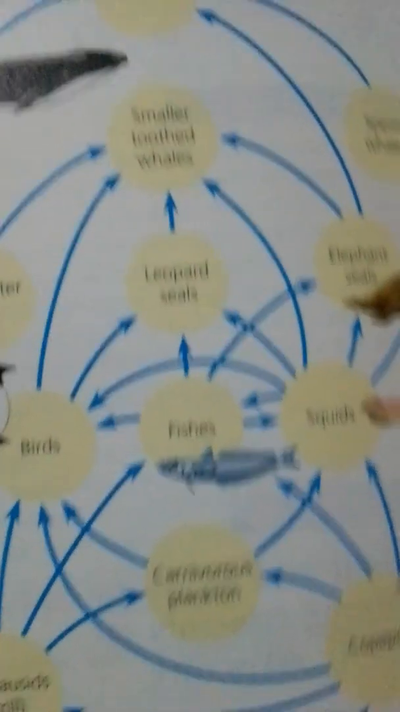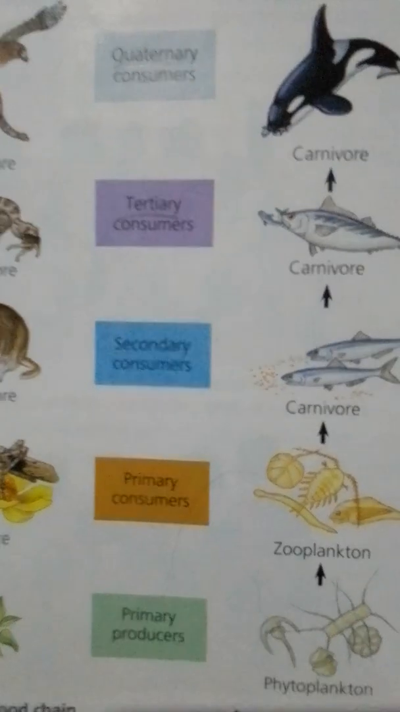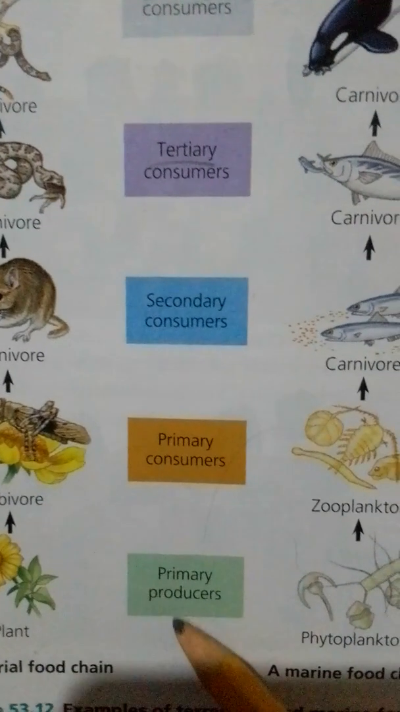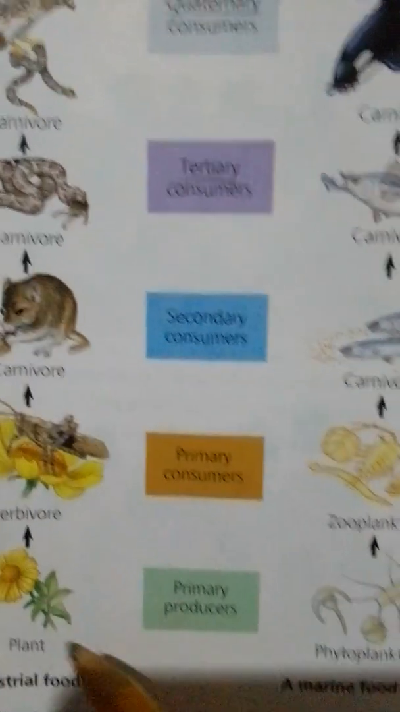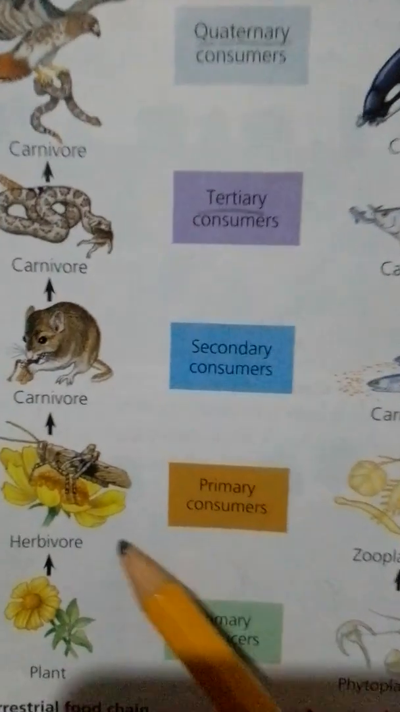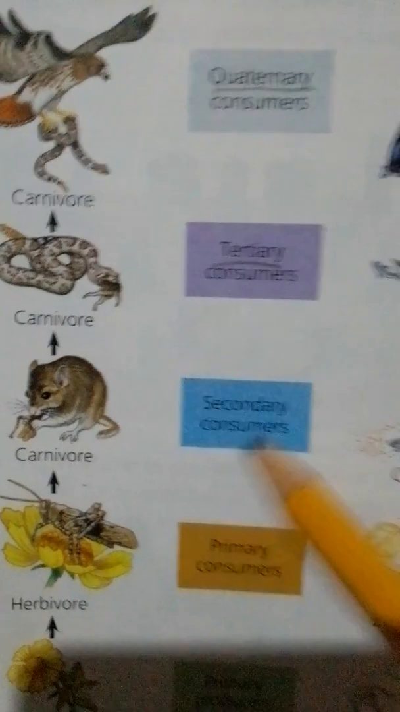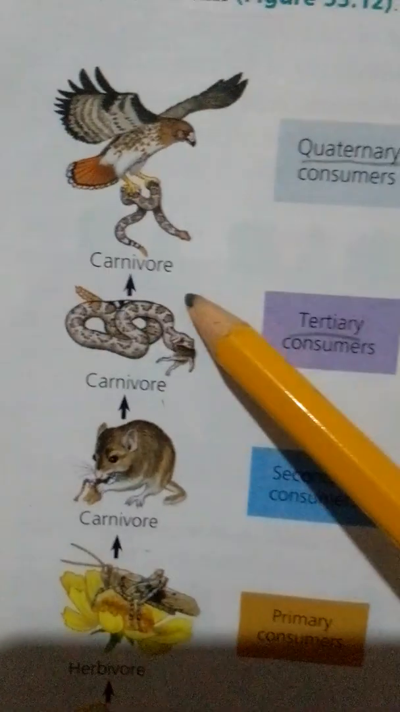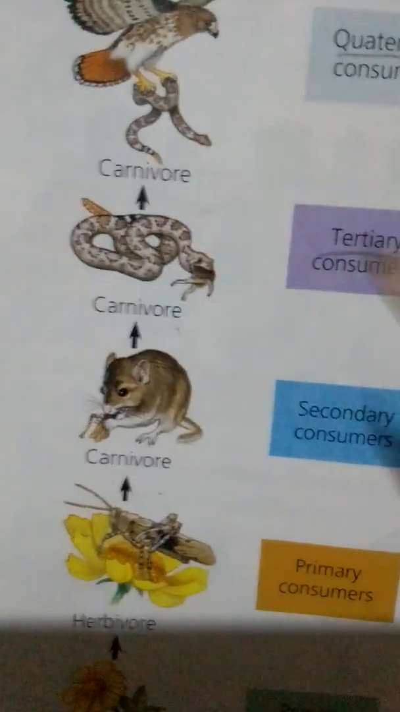Notice that this is a marine food chain and a terrestrial food chain. Plant primary producers, herbivore primary consumers, and carnivore secondary consumers and tertiary consumers, and carnivore quaternary consumers.